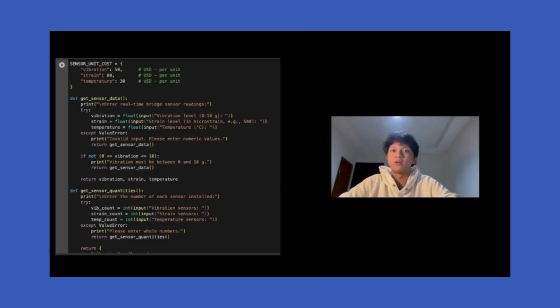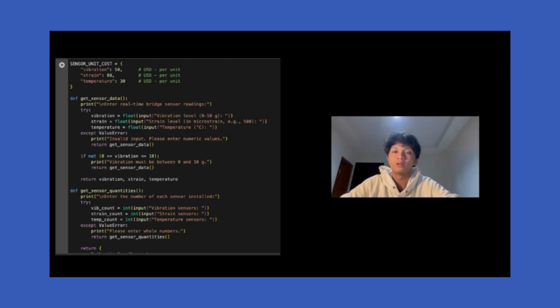Sensor input and configuration. This section covers the setup stage of the system. It does 2 key things. First, we define the unit cost of each sensor type using a dictionary. Vibration sensors cost $50 each, strain sensors cost $80 each, and temperature sensors are $30 each. These values are used later to compute the total sensor installation cost based on the user's configuration.